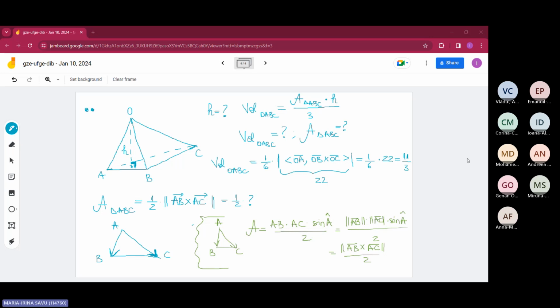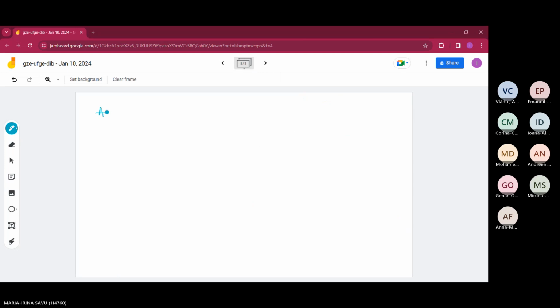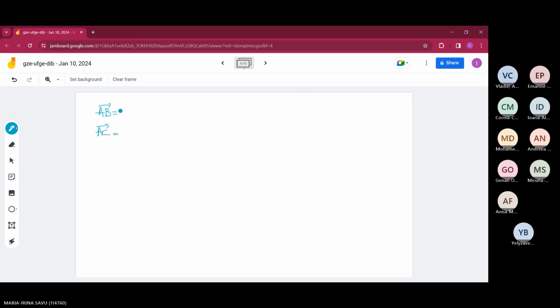Have you found this area? Have you found first the cross product of AB and AC? How does AB look like? Is it minus 2i plus j plus 2k?